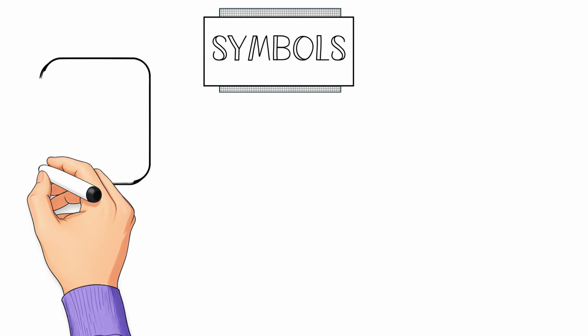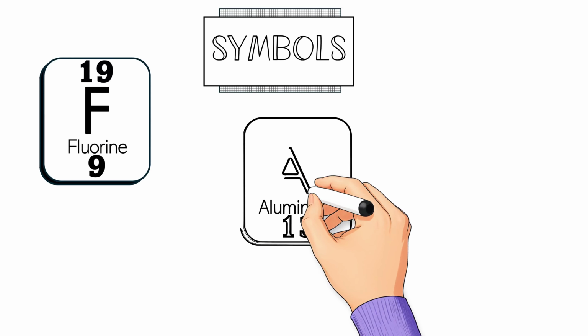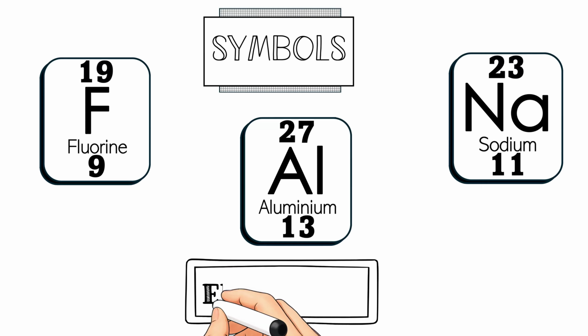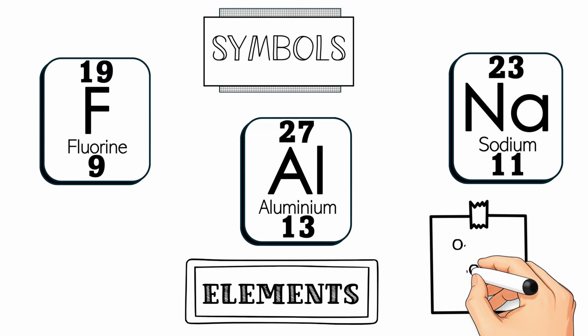Each element on the periodic table has its own unique symbol. Take fluorine, aluminium, and sodium, for example. These symbols represent different types of atoms, and these elements show up all the time in chemical formulas.